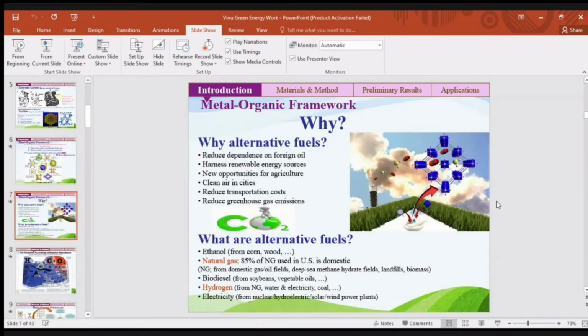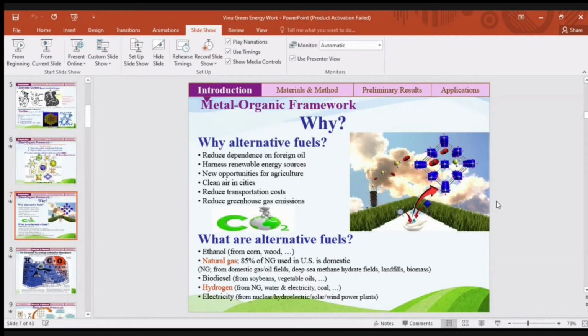So why do we want to use this kind of metal organic framework? It is for alternative fuels. It can reduce the dependence on foreign oil, harness renewable energy sources, create new opportunities for agriculture, give clean air in cities, reduce transportation cost, and also reduce greenhouse gas emissions. So what are the alternative fuels we can use?